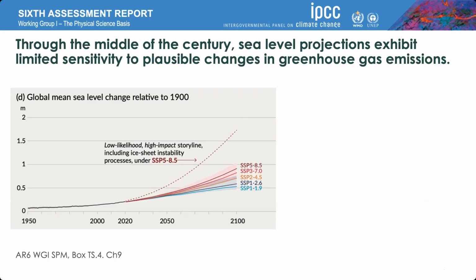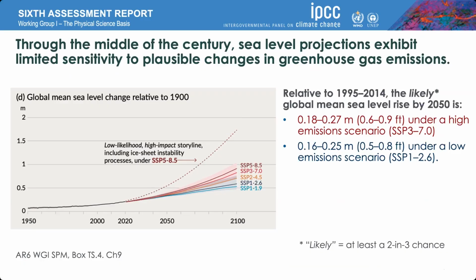So what emerges from this is that through the middle of the century, sea level projections exhibit limited sensitivity to plausible changes in greenhouse gas emissions. Relative to the 1995 to 2014 average, the likely global mean sea level rise by 2050 is about 20 to 30 centimeters under a high emission scenario and about 15 to 25 centimeters under a low emission scenario. And again, recall that likely means at least a 2 in 3 chance that the real value will be in that range.